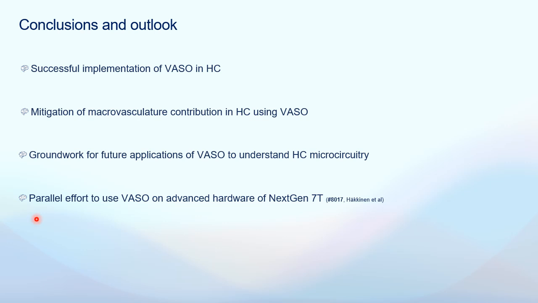To summarize, I hope I could convince you that VASO can be successfully implemented in the hippocampus. The macrovasculature contribution can be mitigated in the hippocampus using VASO, and our findings provide a foundation for future applications of VASO to better understand hippocampal microcircuitry.